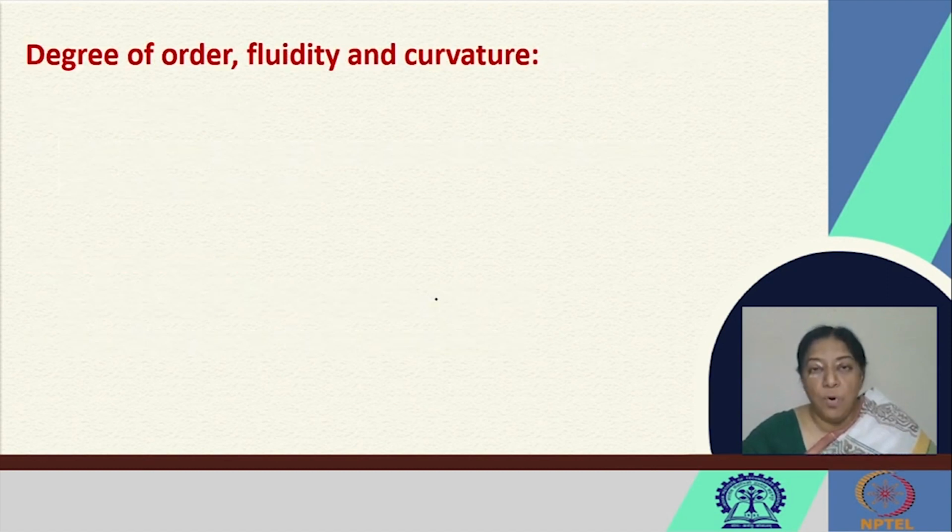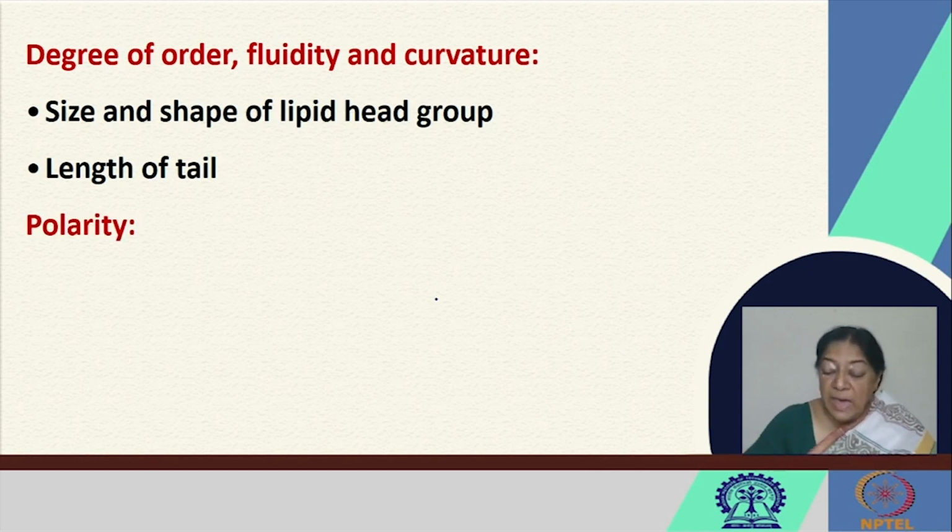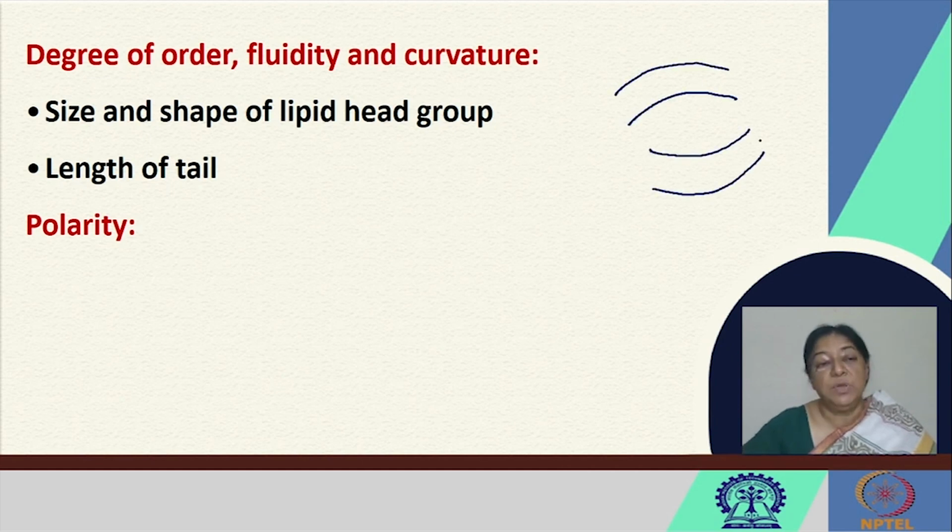Now, the degree of order, fluidity, and curvature: we looked at how the curvature can change in a lipid bilayer based on the size of the head group and the length of the fatty acid chains. So, the size and shape of the lipid head group and the length of the tail was important to describe the fluidity of the membrane, which eventually led to the curvature of the different leaflets that were part of the membrane. If we look at the polarity of the membrane now, we have either the curvature this way or this way, depending upon the type and size of the lipid head group and the length of the tail.